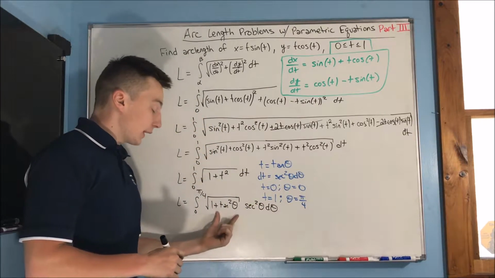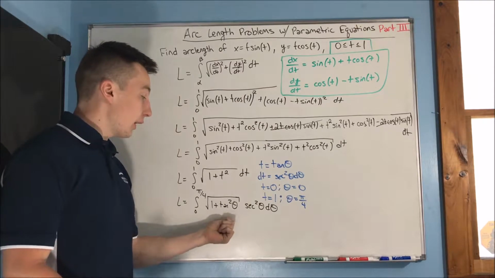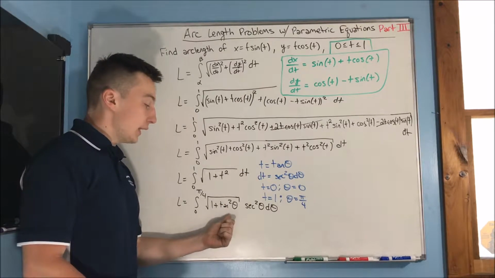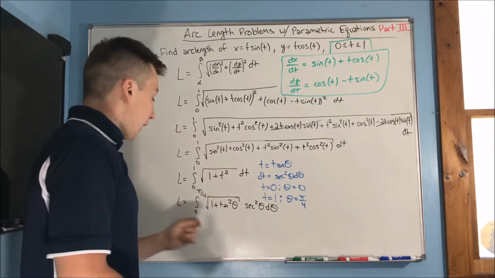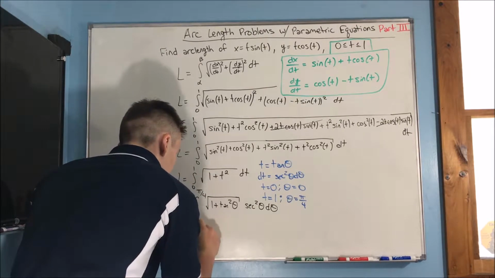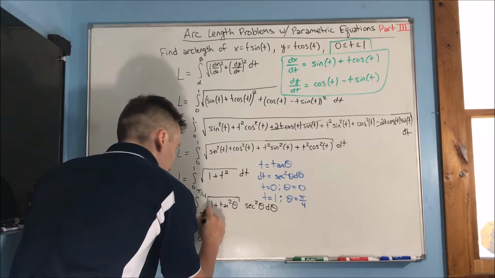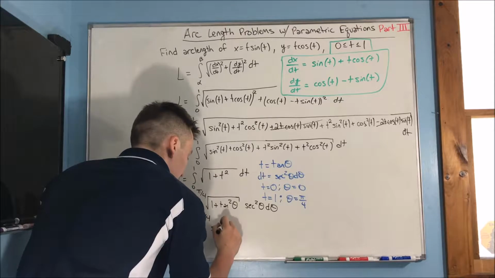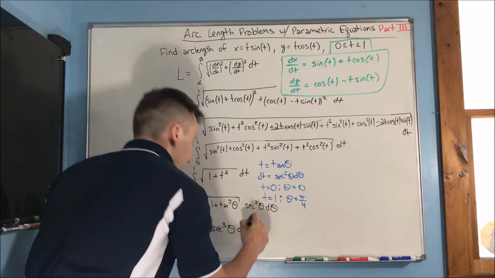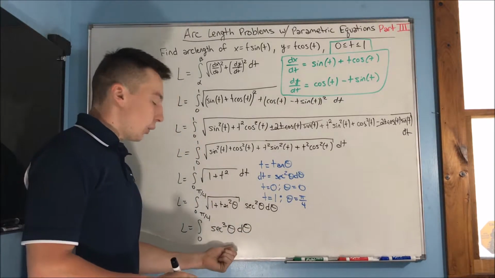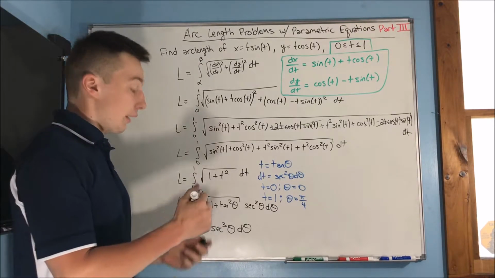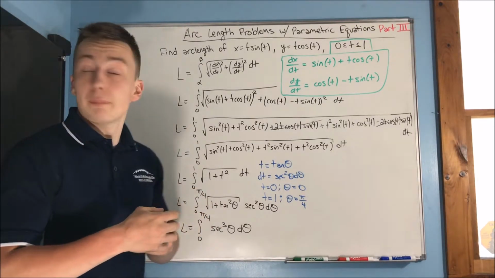What do we know about 1 plus tangent squared theta? Well, that's secant squared theta. We take the square root of that, that's going to be secant theta. And we're going to end up with the arc length equaling the integral from 0 to pi over 4 of secant cubed theta d theta. And this is a whole different beast in and of itself, so I'm going to have to erase here to make some room.